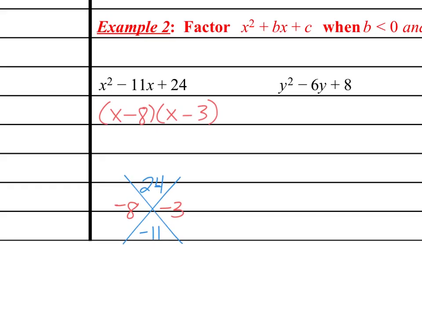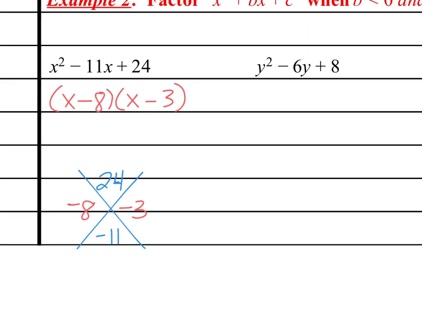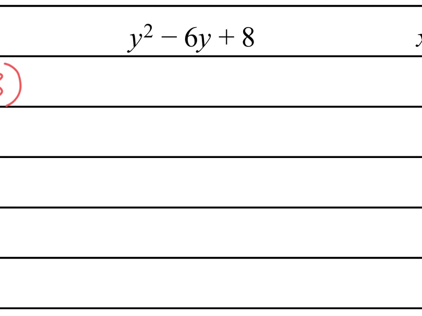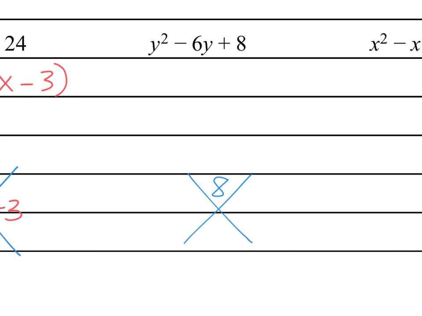Now we're doing y's. Y squared minus 6y plus 8. Two numbers that multiply to 8 but add to negative 6. Some factors of 8 are 1 and 8. What's another one? 4 and 2. 4 and 2. Okay. So Kayla, what do we got to use? Negative 4 and negative 2. Those multiply to positive 8, but they add to negative 6.